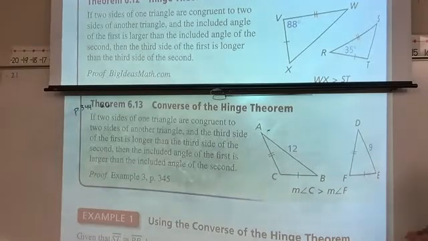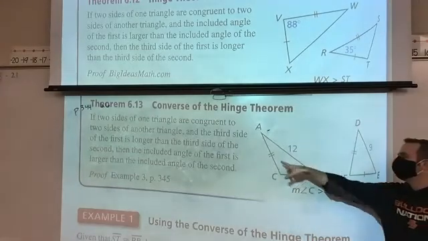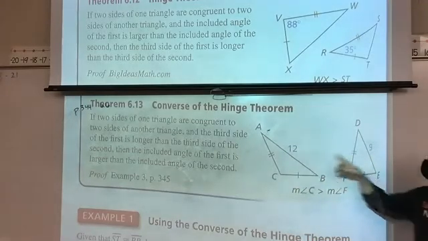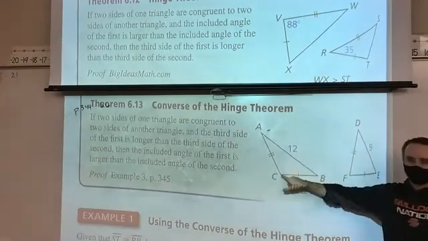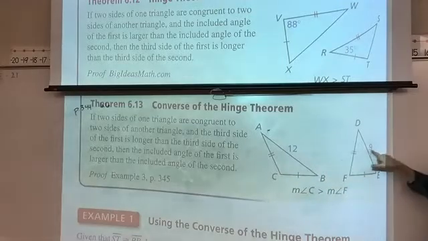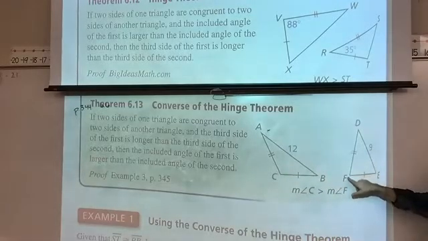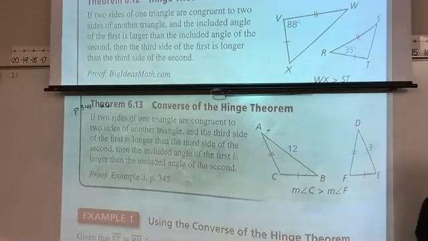That's the opposite that we're talking about. Two pairs of congruent sides. The third side is bigger, the hinge is going to be bigger. That third side is smaller, the hinge is smaller. All right, that's our converse of hinge theorem.